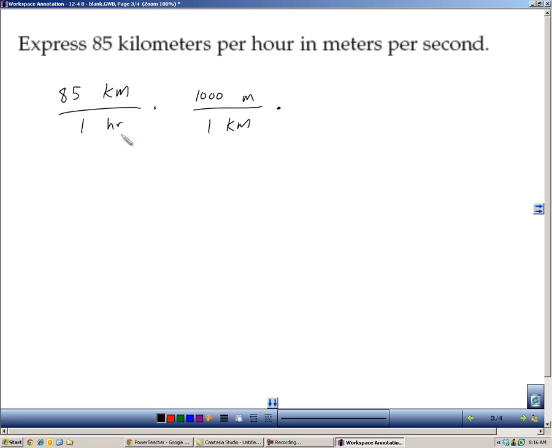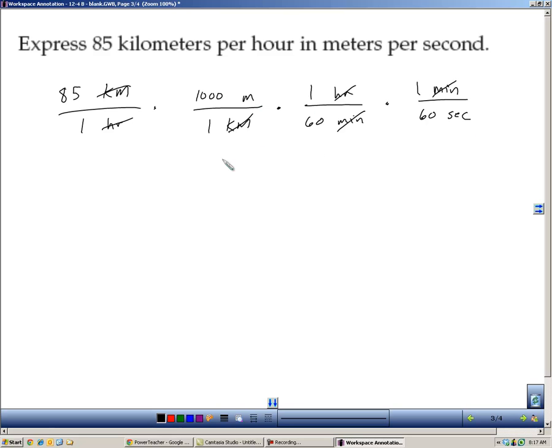Now we need to convert an hour into seconds. I find it easiest to do 1 hour is 60 minutes, because that helps me understand it a little bit better. And now I've got to convert minutes to seconds, so I'll put the minutes on top, and there are 60 seconds in a minute. So we'll cancel kilometers, cancel hours, cancel minutes.